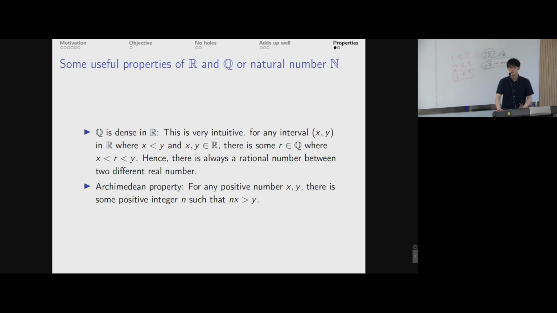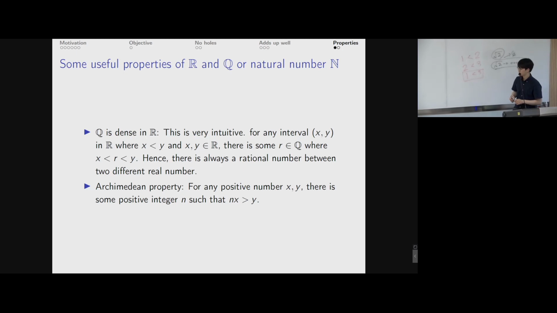So what does this mean? Actually this is very intuitive. I wrote it on the slide. For any interval x and y in R, where x is smaller than y, and x and y are of course real numbers, there is some rational number r such that r is between these two numbers. So the term Q is dense in R means there's always going to be a rational number between two different real numbers.